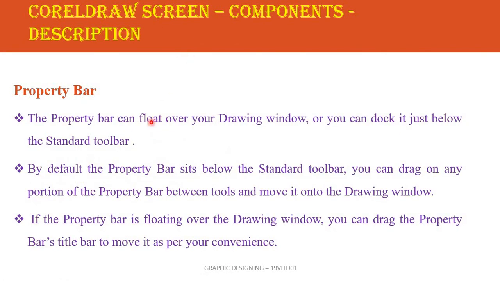This property bar can float over your drawing window, and you can dock it just below the standard toolbar. By default, the property bar sits below the standard toolbar. You can drag on any portion of the property bar between the tools and move it onto the drawing window. If the property bar is floating over the drawing window, you can drag its title bar to move it as per your convenience.